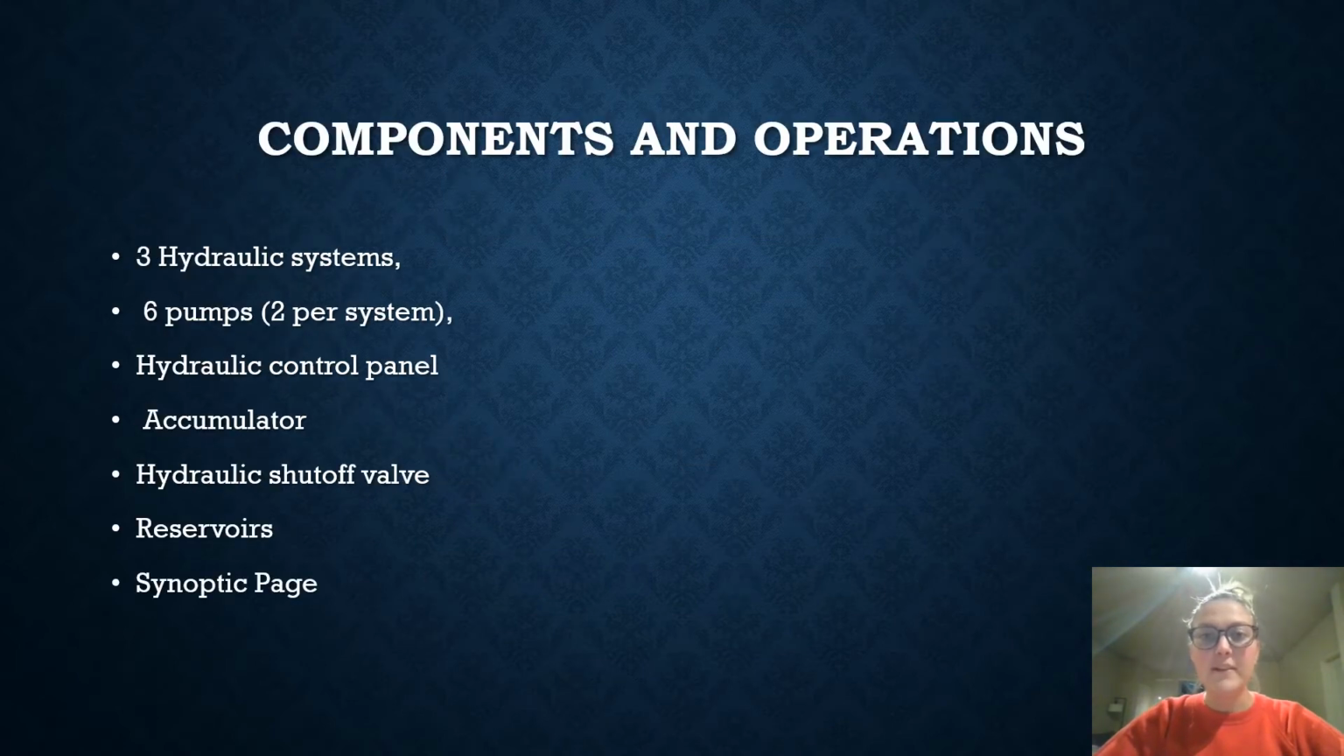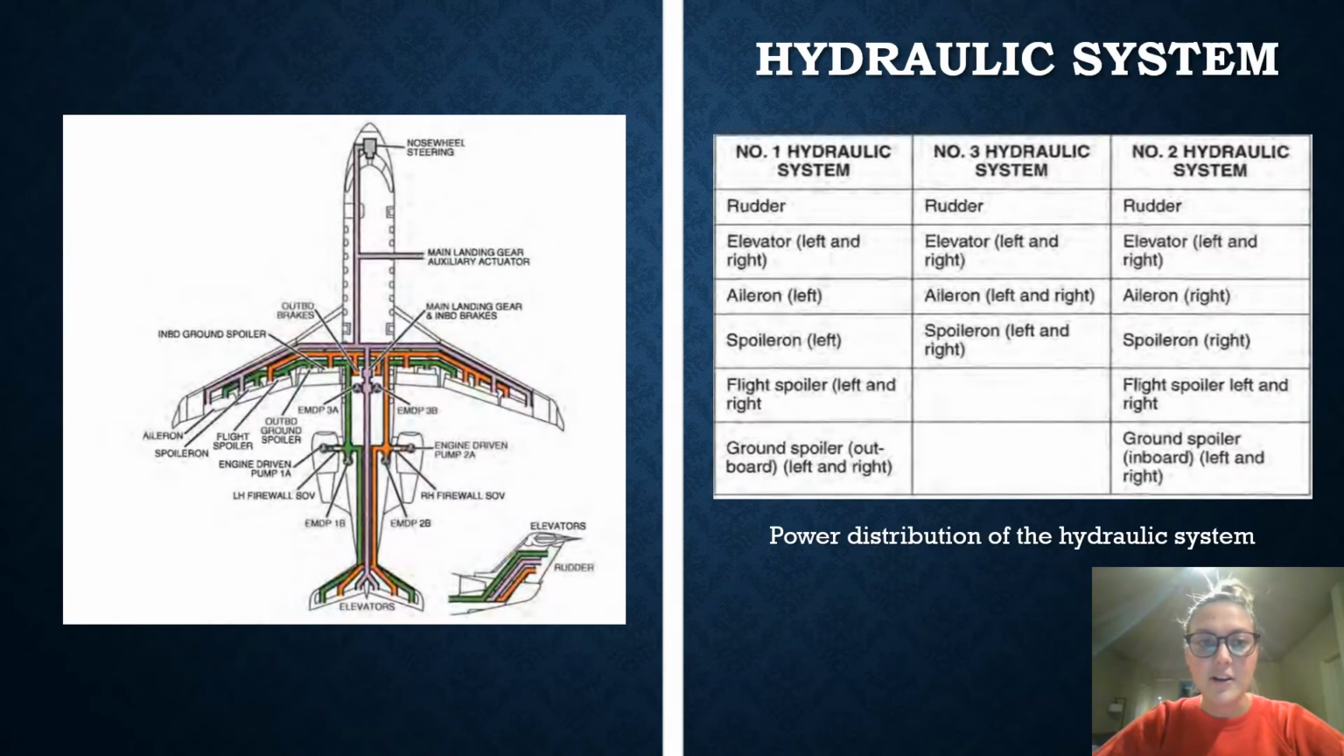Just some of the components that we'll be talking about are the 3 main hydraulic systems, the 6 pumps, 2 per system, the hydraulic control panel, the accumulator, the hydraulic shutoff valve, the reservoirs, the synoptic page, and then finally just going over my references. So let's go ahead and get started.